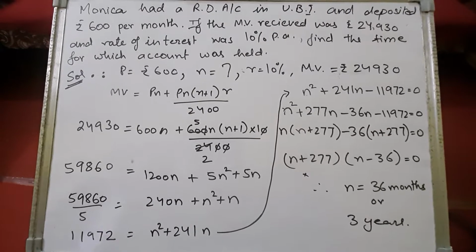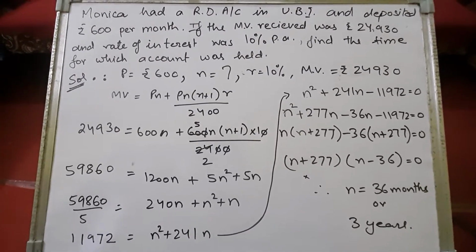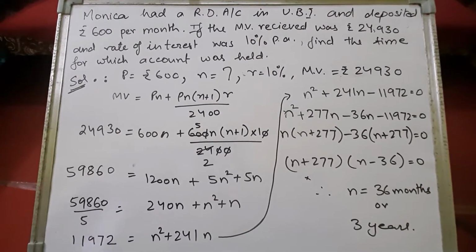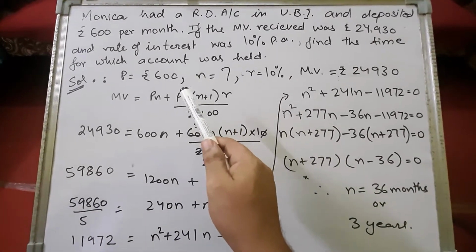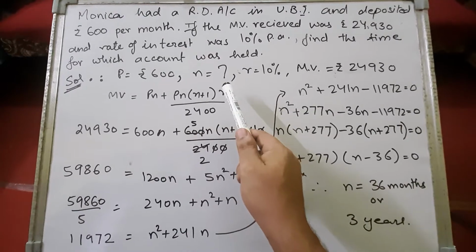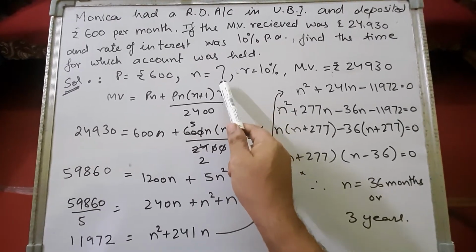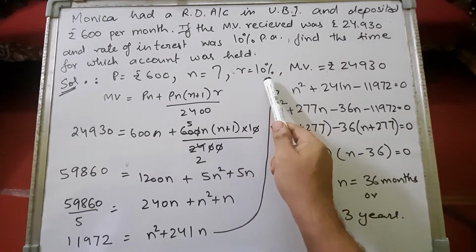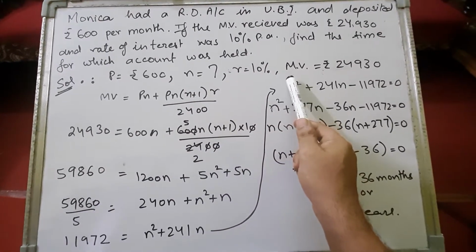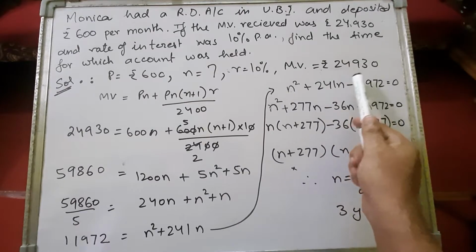That means, what is the information that we are given? Amount deposited per month, which is P. P is 600. Time we have to calculate, that means the value of n we have to find. Rate of interest is given 10% per annum and the maturity value is given 24,930 rupees.